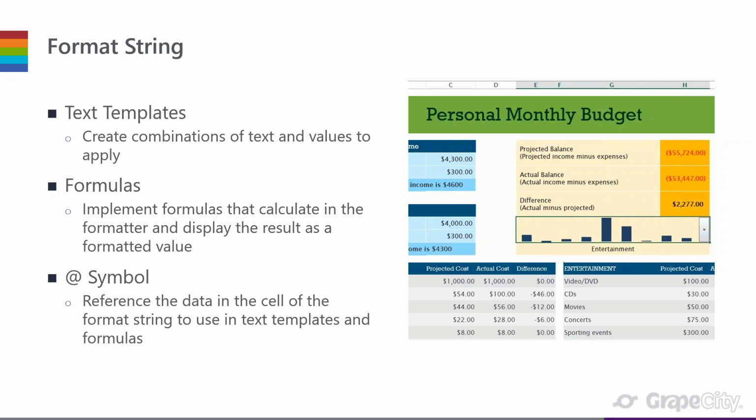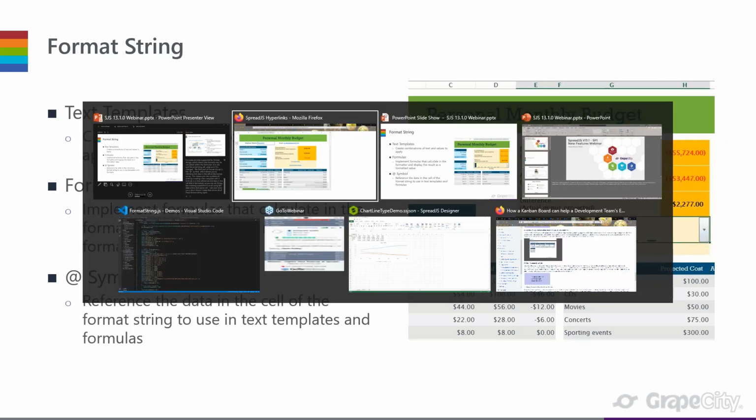The final part of format strings is the @ symbol, which allows you to reference the data in the cell of the format string. This means you can combine all three by creating a text template with a formula in it that references the data in the cell that is being formatted. So you can do things like creating a sparkline in a cell and using that data within that cell. I will now show you a short demo I made that shows all these format string types.